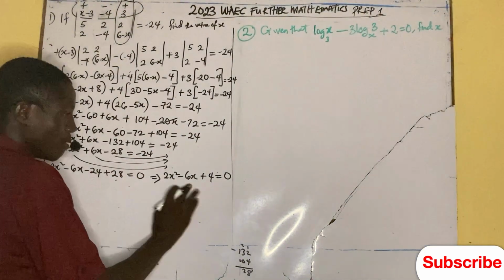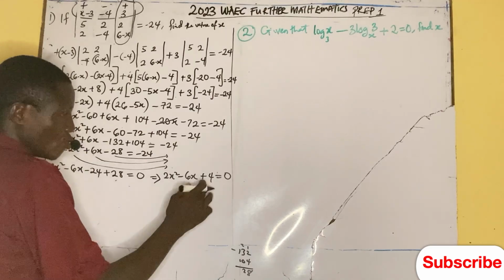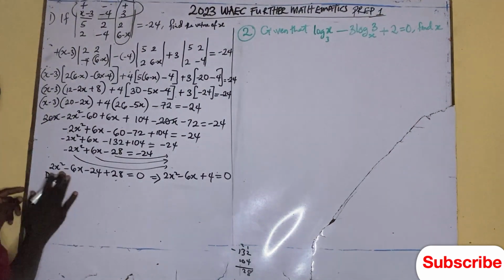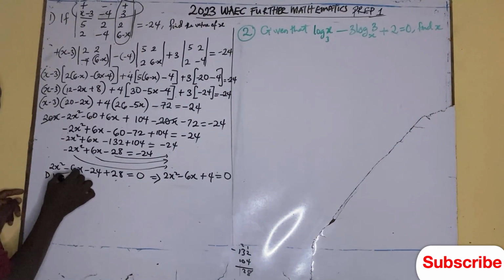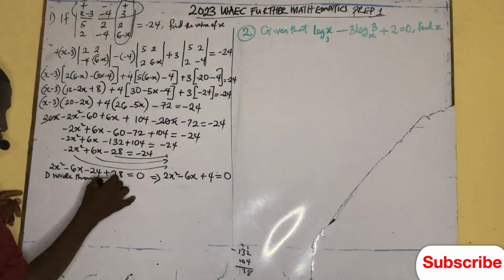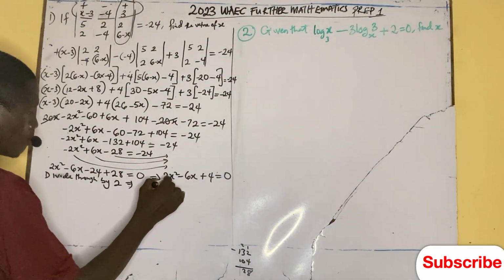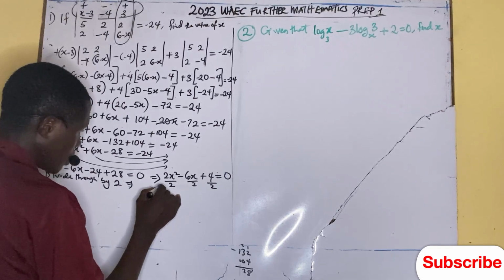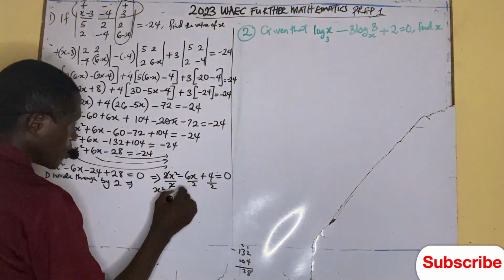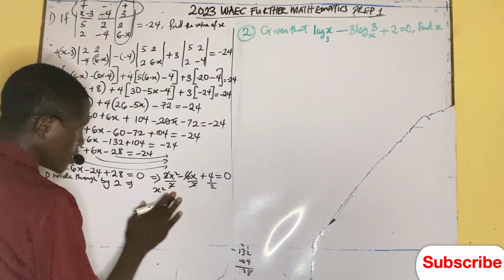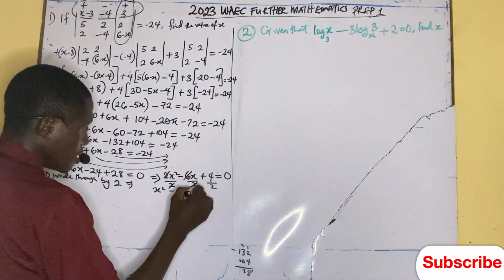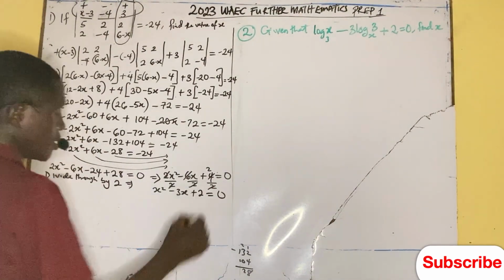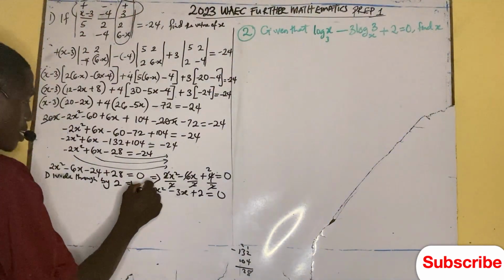To simplify this, you can divide by 2. So I have to make it more simple. We are going to have x squared, because this one will cancel, minus 3x, then plus 2, equal to 0. So what we have now is a quadratic equation.